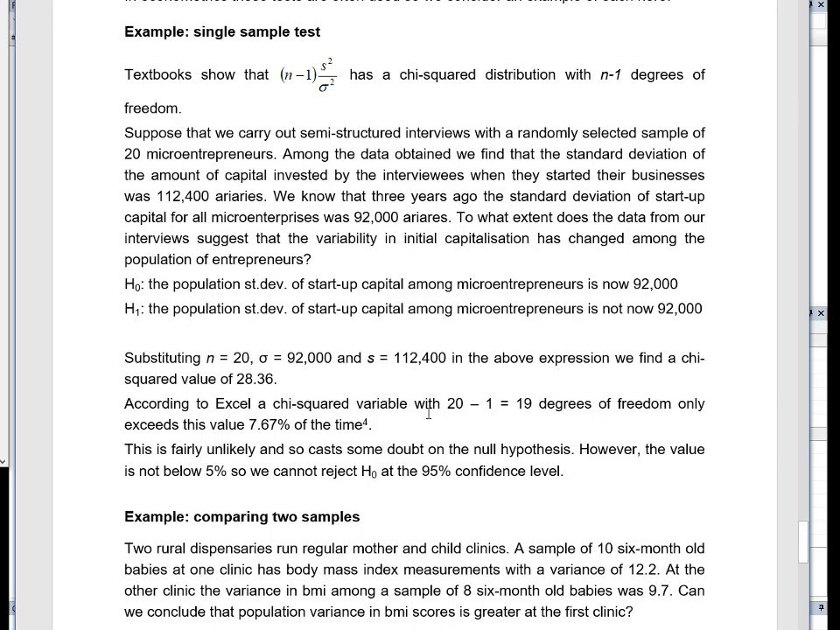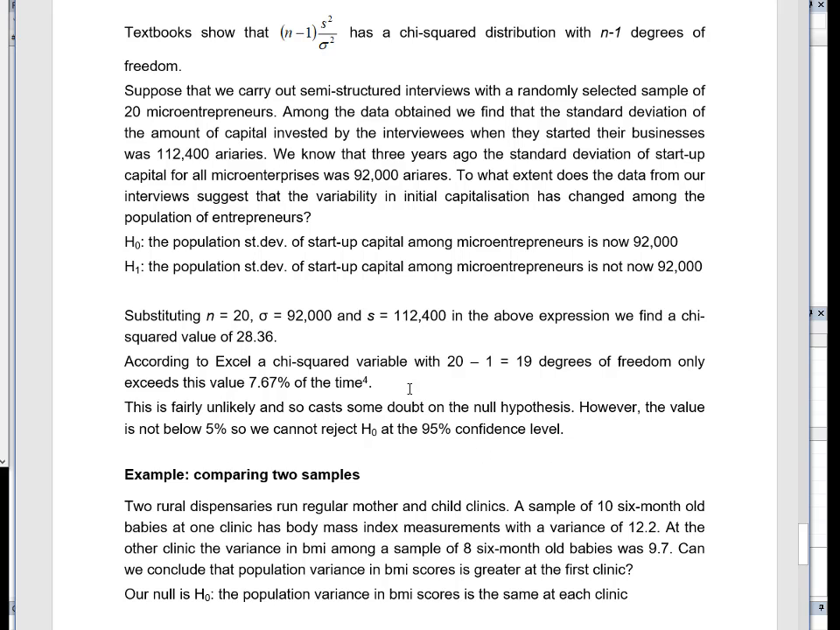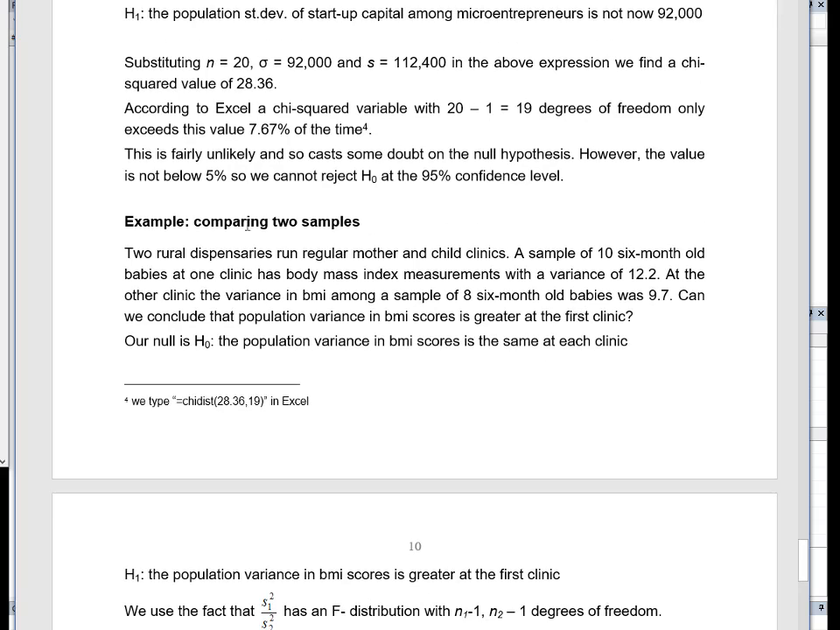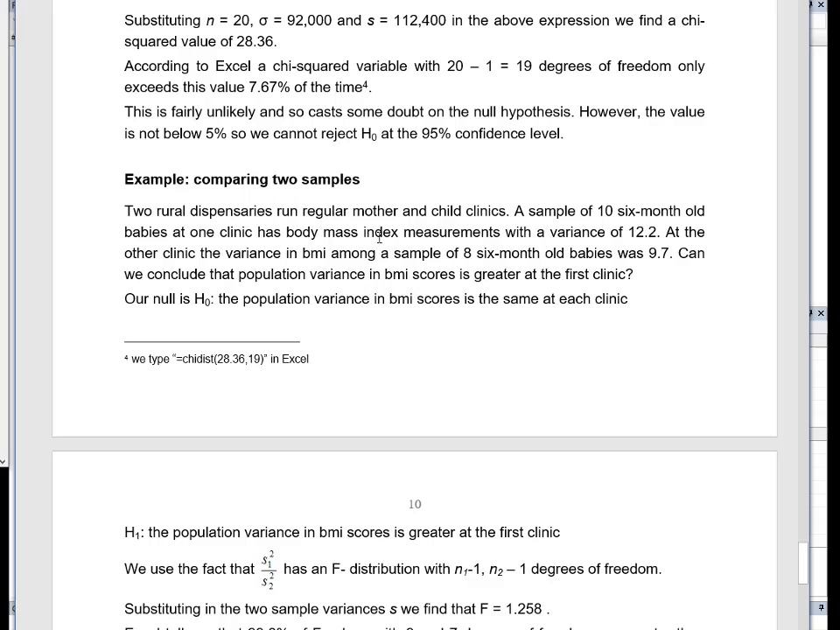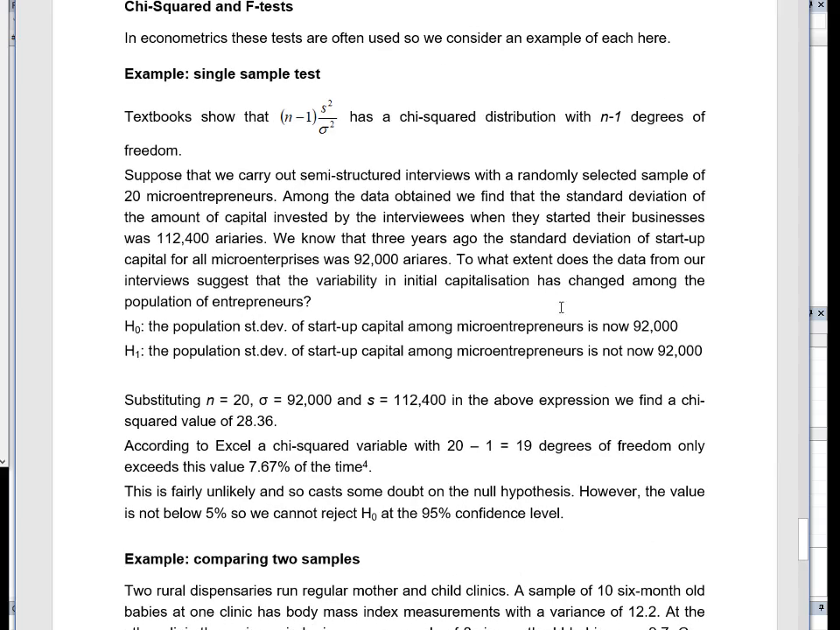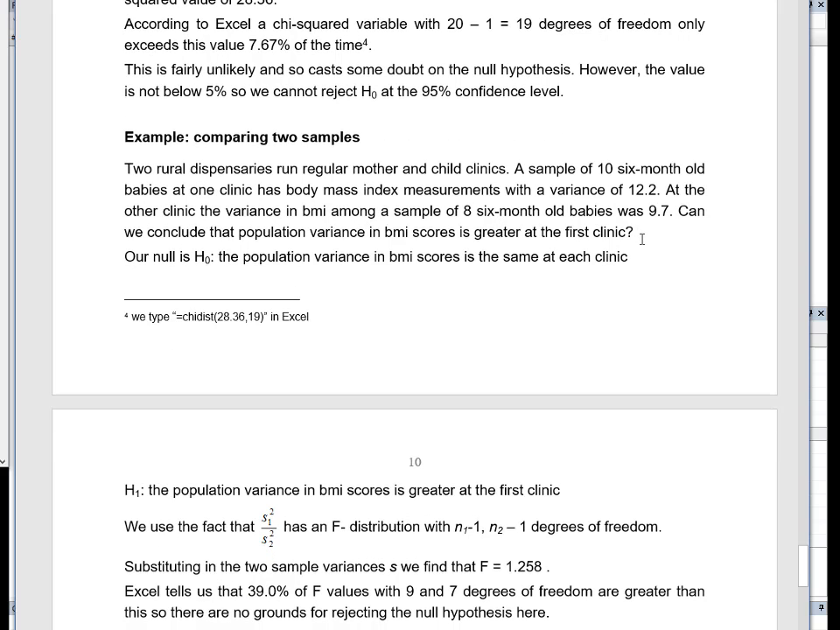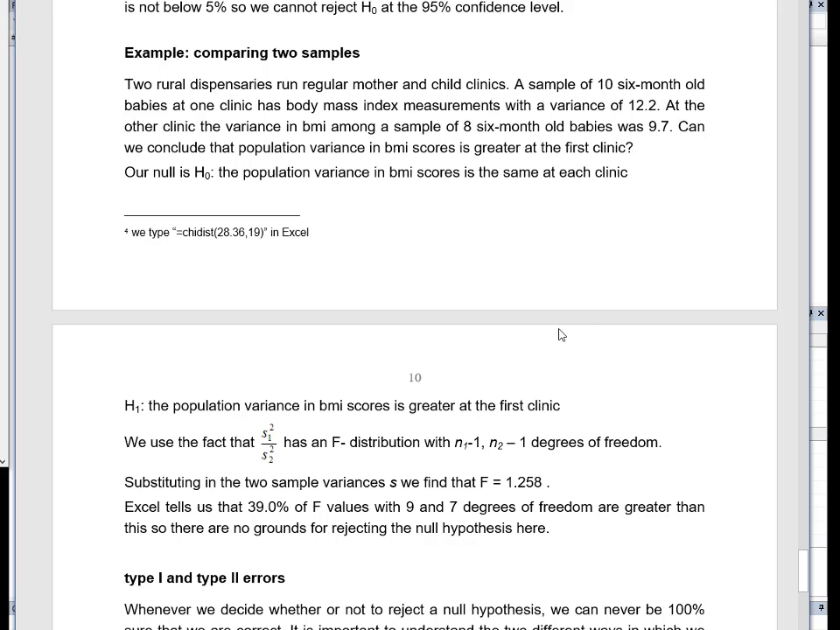So it's the same thing. You calculate the chi-square statistic and look it up and work out how often you get that value. Was exactly the same, and then comparing two samples. So this is a single sample one. For two samples, it's comparing two clinics. So looking at babies and looking at the BMI scores, so you want to know how reliable, how consistent is the treatment that babies getting in these two clinics, and you're trying to test whether or not the variance in the body mass scores is different between the two clinics.